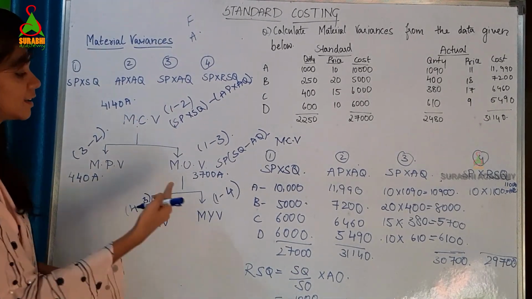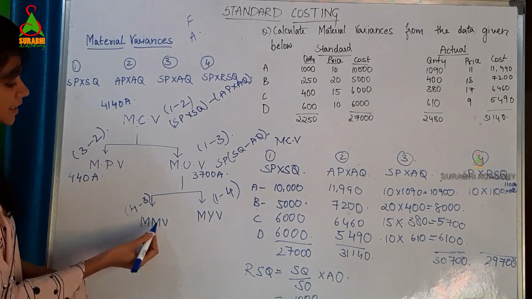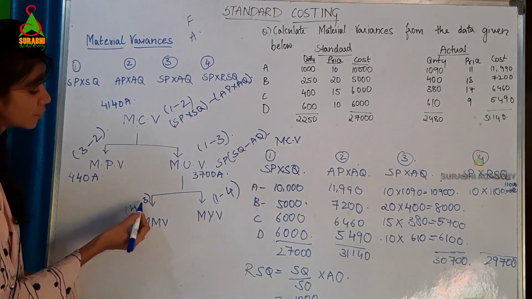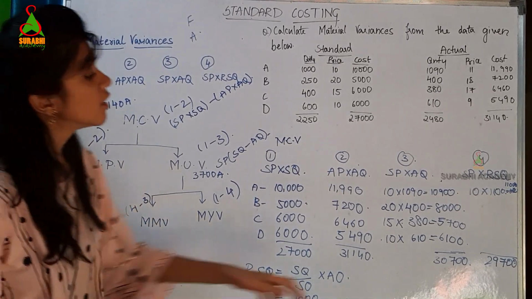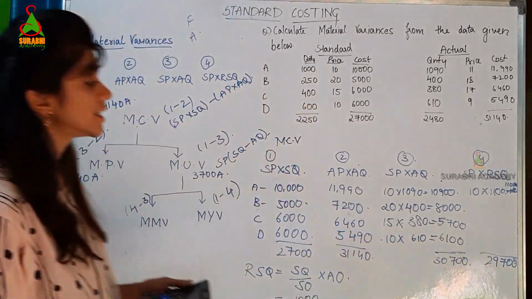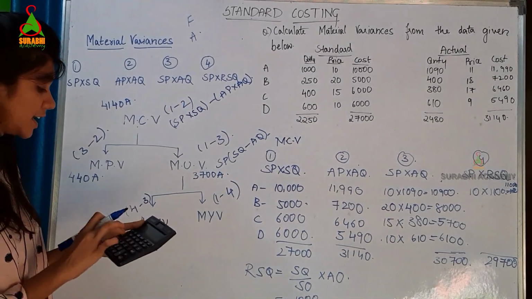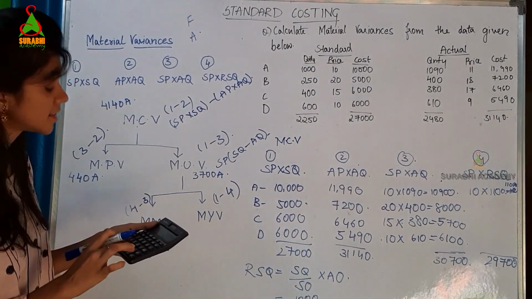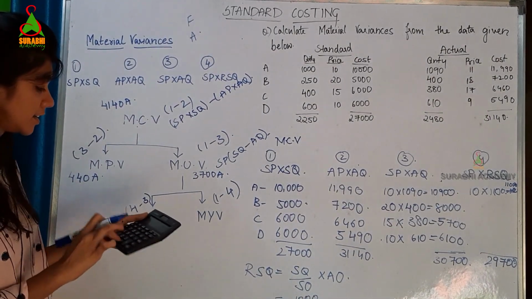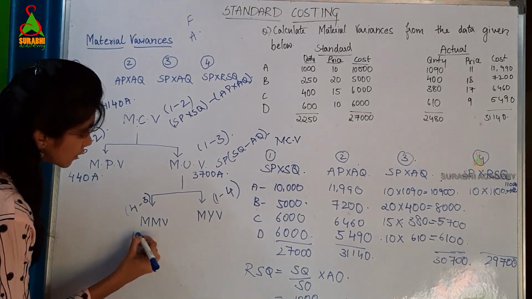Next one, material mix variance. To calculate material mix variance, what we have to do? 4 minus 3 you have to take. What is 4? 29,700. 3? 30,700. So 29,700 minus 30,700, that will be 1,000 adverse.